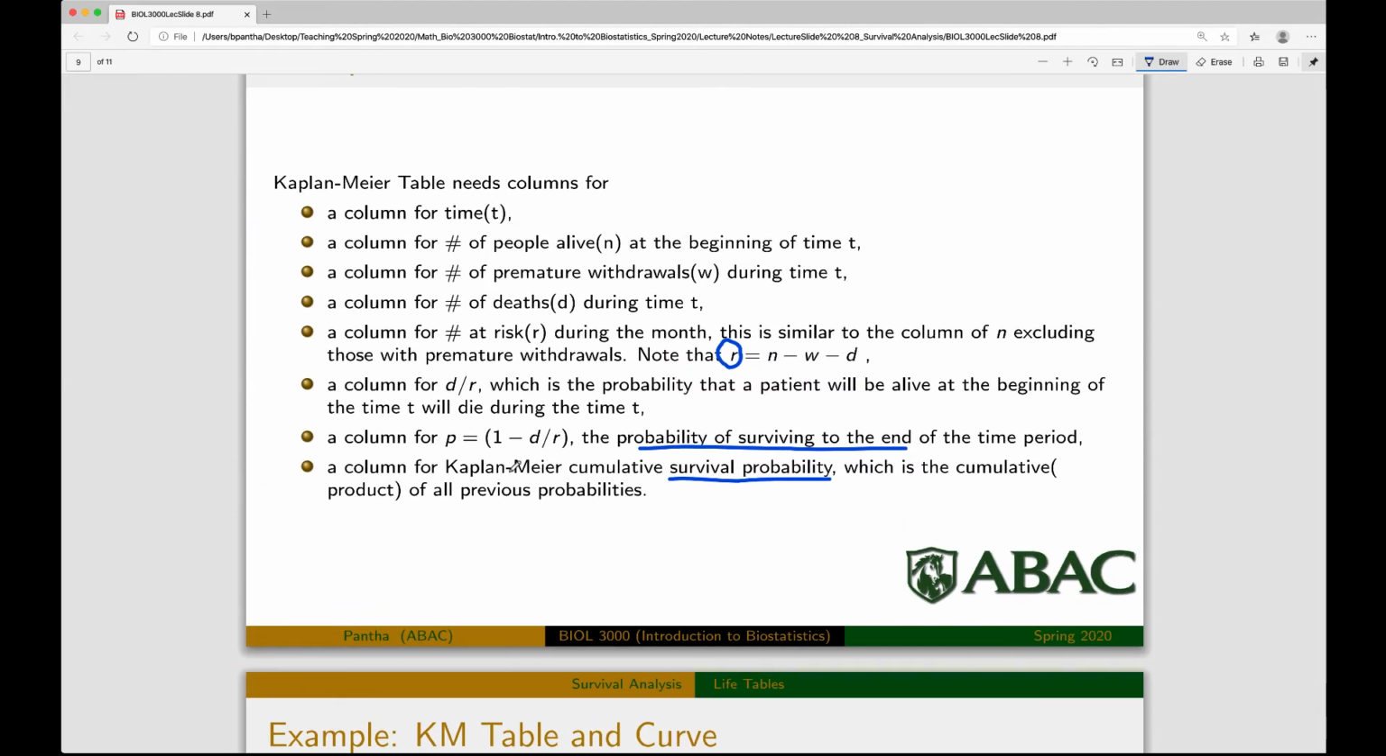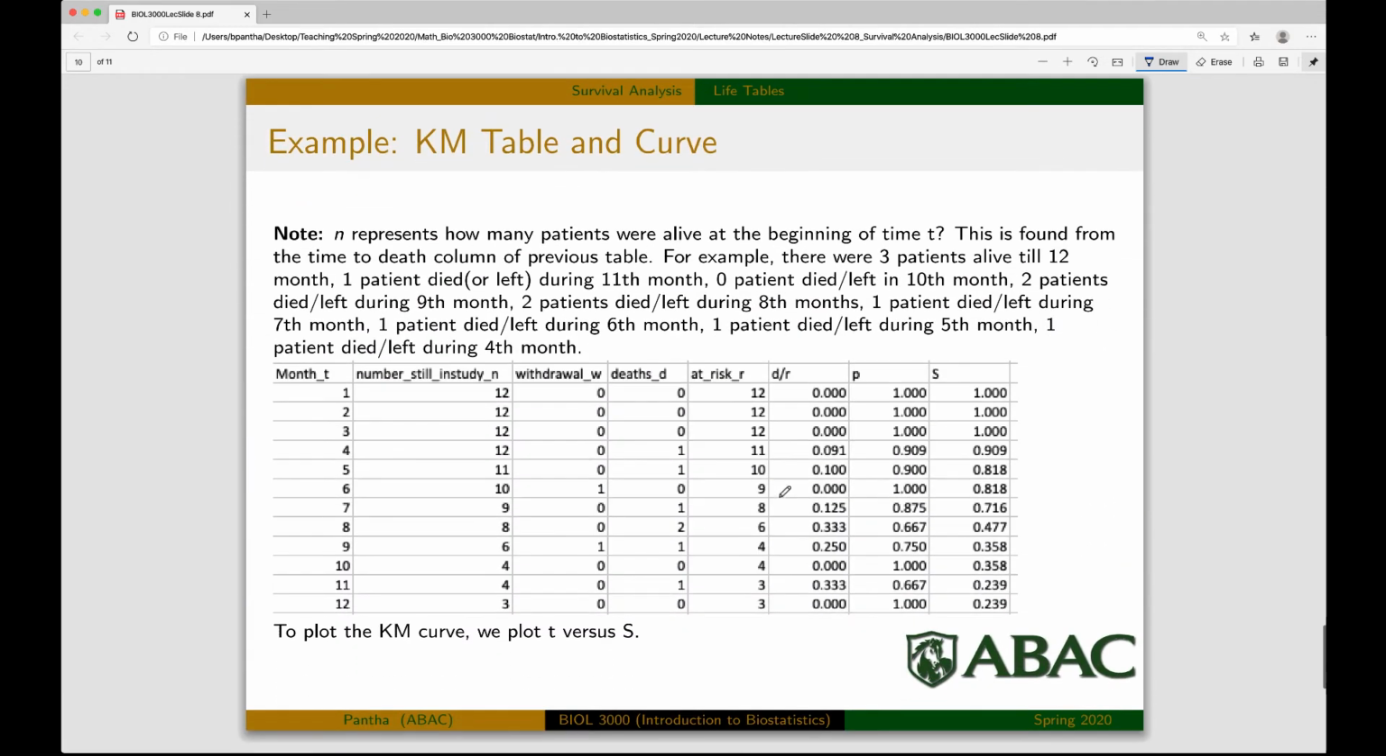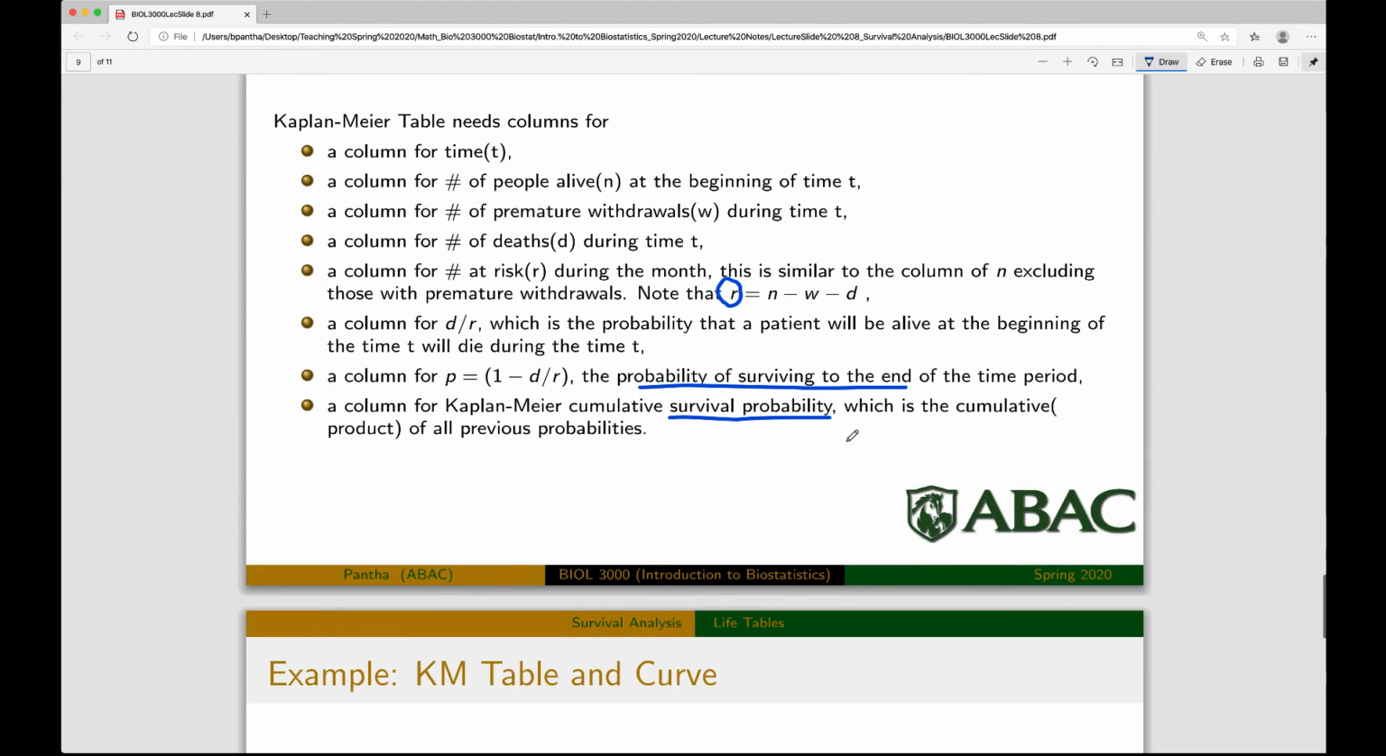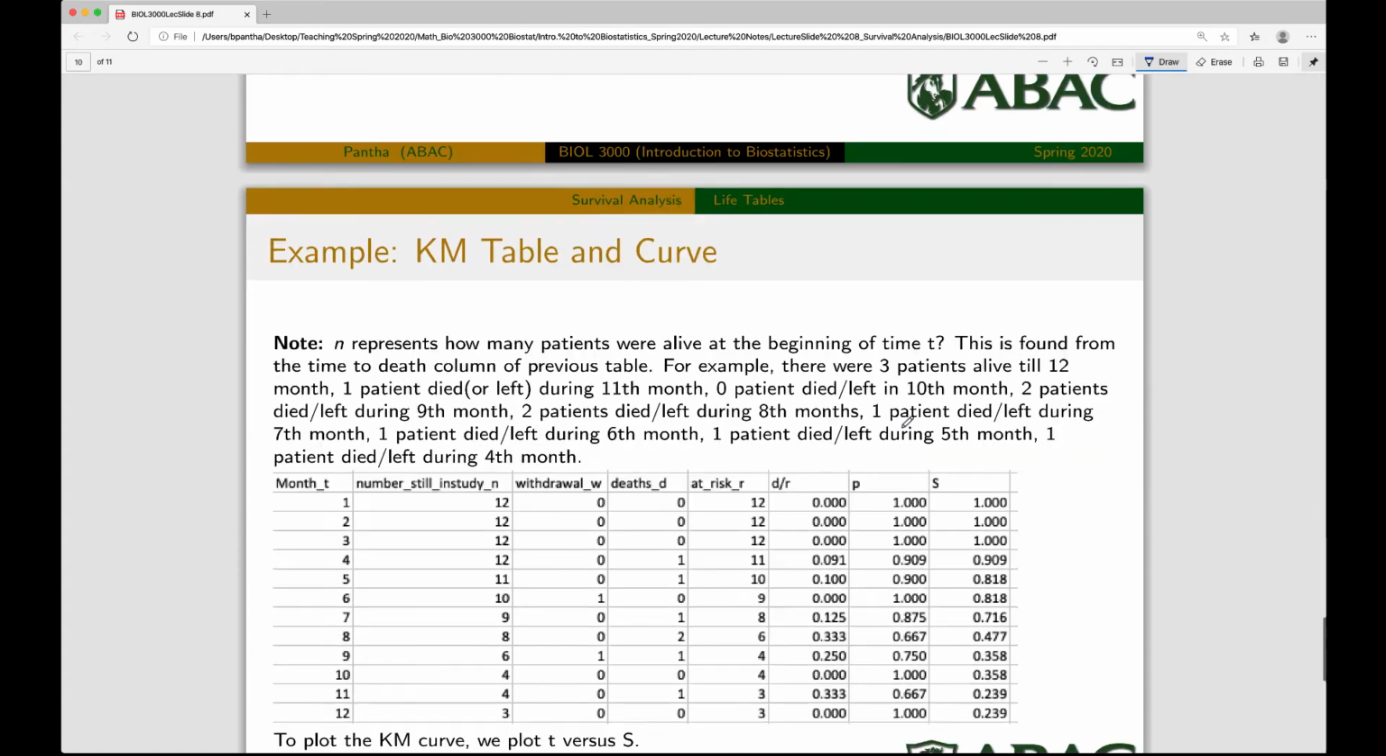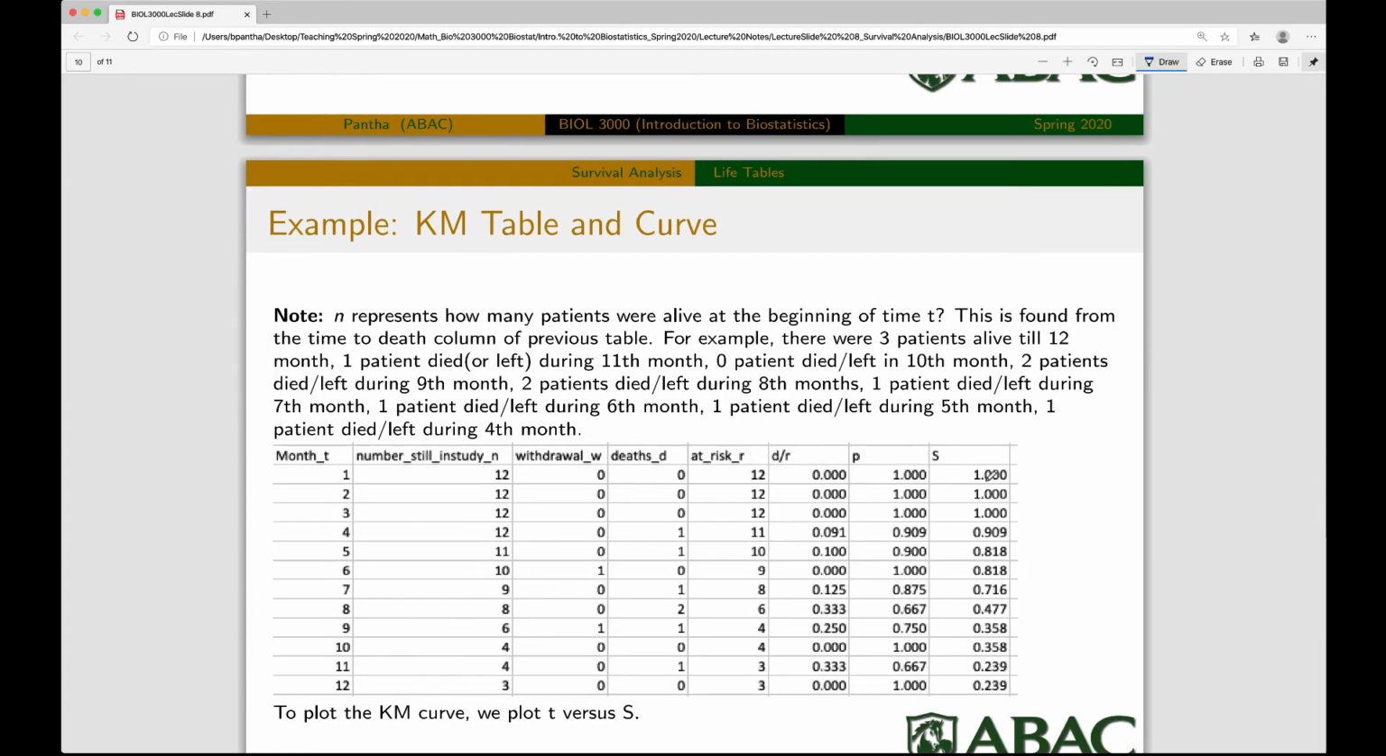The way to find out P is 1 minus D over R. That will be 1, and S is found by a column for Kaplan-Meier cumulative survival probability, which is the cumulative product of the previous probabilities. So this is just 1.